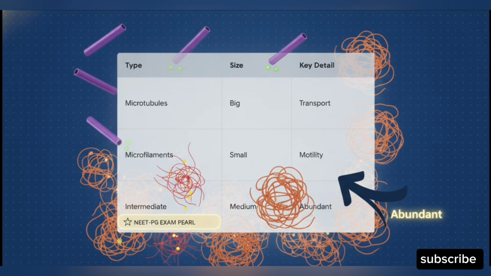Now, if we look at them based on size, microtubules are the big ones. They handle massive transport and heavy support. Microfilaments are the tiny ones, primarily taking care of basic cell motility. And sitting right there in the middle, we have intermediate filaments. The absolutely crucial exam pro tip you need to know here is that intermediate filaments are the most abundant filaments in the entire cell. A direct question aata hai exams mein, so definitely lock this into your memory.